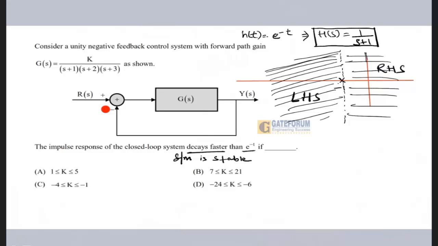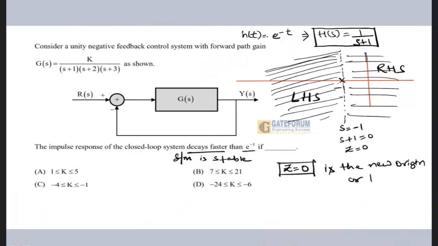Okay, and I can see about this plane, because this plane is the reference. So s is equal to minus 1 is a plane, right? So I can write s plus 1 equal to 0. So s plus 1, I am considering it as z. So z is equal to 0 is your origin. So z is equal to 0 is the new origin or the reference.